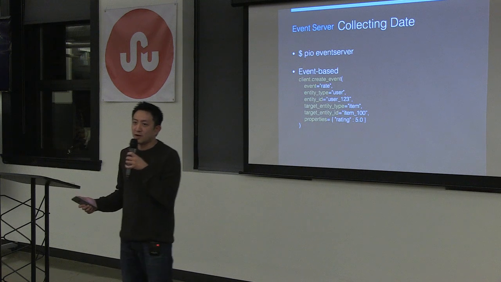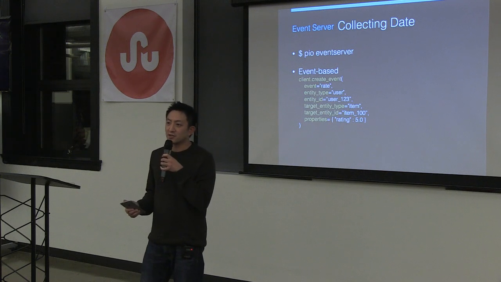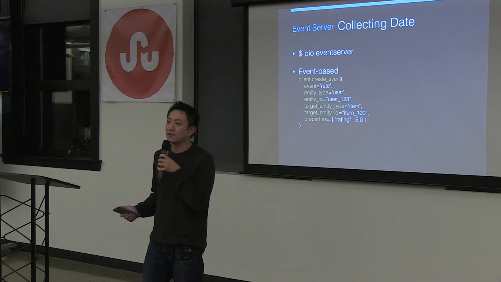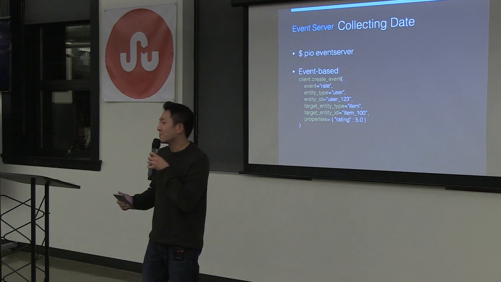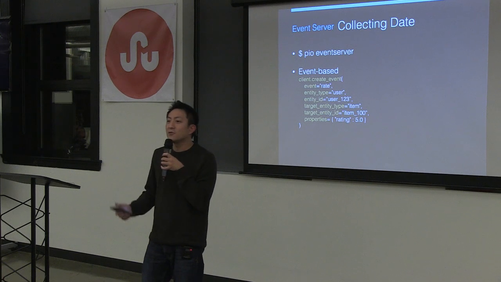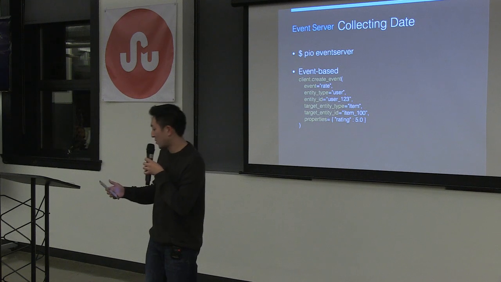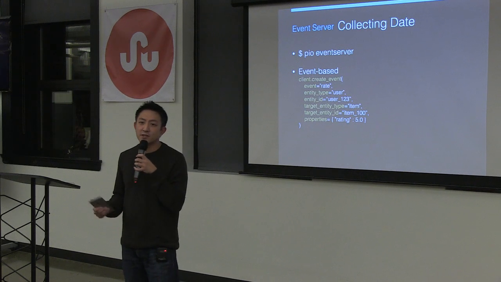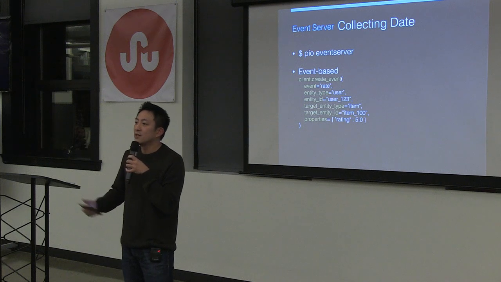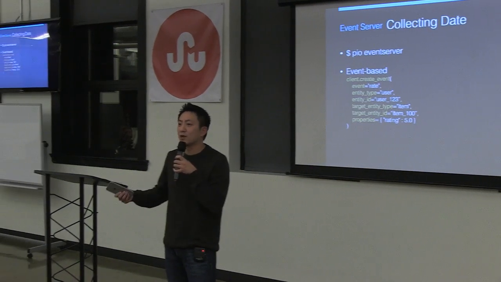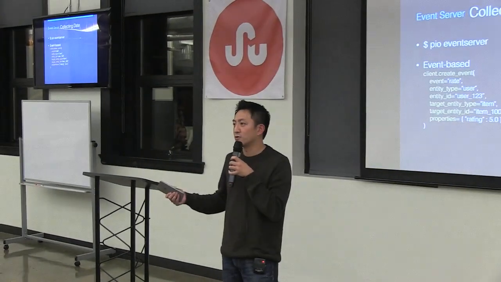After you install PredictionIO, launching an event server is very easy. You just run the command pio eventserver, and you've got an event server. It's a very, very flexible way to collect data. The data will be stored underneath in HBase in an event format. So for example, you want to collect events or actions: user 123 gives a rating of 5 to a product, to a content, 100.